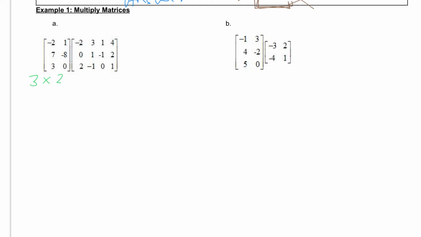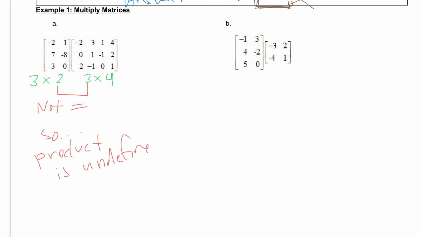If we look at the second matrix, we have 1, 2, 3 rows, so this is 3 by, and then if we look at the columns, we have 1, 2, 3, 4. So this is a 3 by 4. In order to be able to multiply this, the number of columns here and the number of rows here have to be equal. Since these are not equal, we can't multiply those together. So we can say here that this product is undefined. If you can't multiply it, you say that it's undefined.